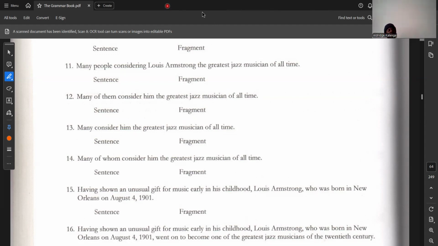Many of whom consider him the greatest jazz musician. So if you say, a lot of people from the West love Louis Armstrong, many of whom consider him the greatest jazz musician of all time. I know that's a weird sentence, but then that would be a sentence because many of whom is just giving more information about something that's already existent. That's how of whom usually works, right?